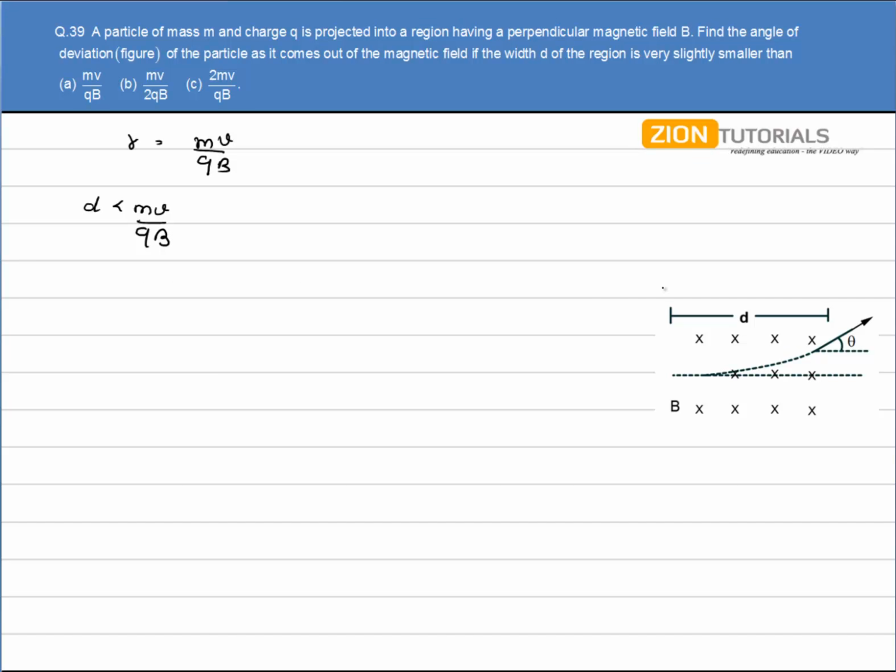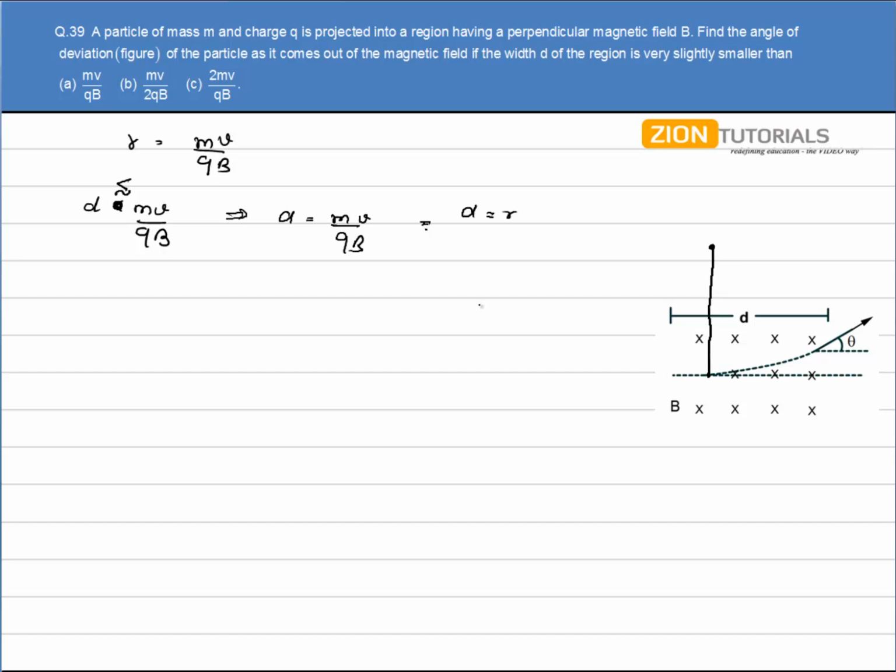It will trace a curve like this. Let's say this is my angle of projection. This is my center. Now if d is very slightly smaller than mv by qB, then I can assume that d is almost equal to mv by qB, not exactly but almost. So if it is so, then d is equal to r.